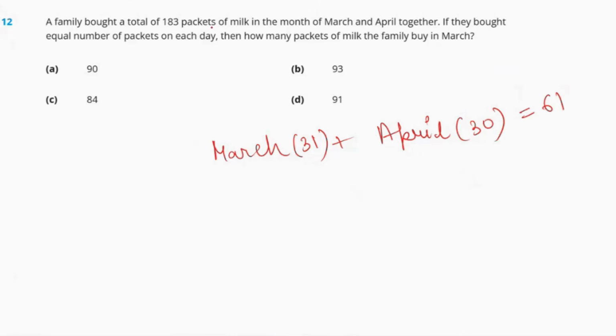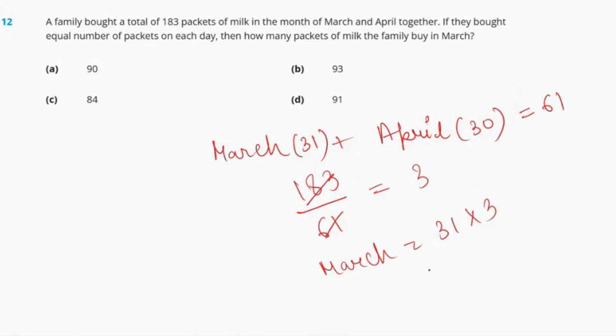Now, it is said that the total number of packets for 2 months is 183. Now, if we divide this number by the total number of days, we will get how many packets of milk were purchased each day, right? So, this value will be 3, okay? Now, in the question, it is asked how many packets of milk the family bought in March. So in a single day, 3 packets of milk were bought. So therefore, the total number of packets bought in the month of March will be 31 into 3, that is 93. So the right answer for the question will be option B, 93.